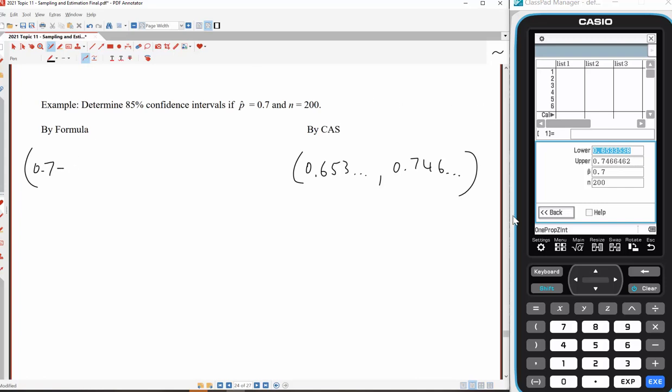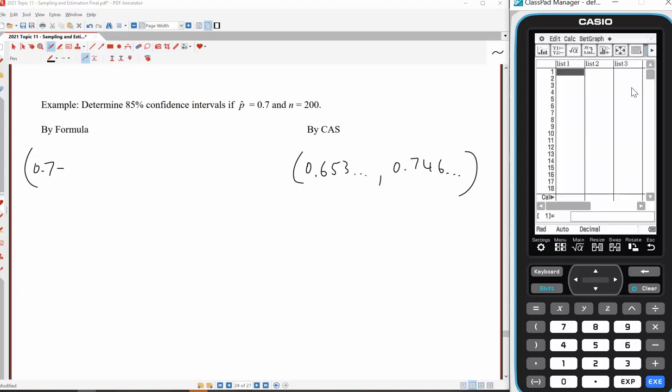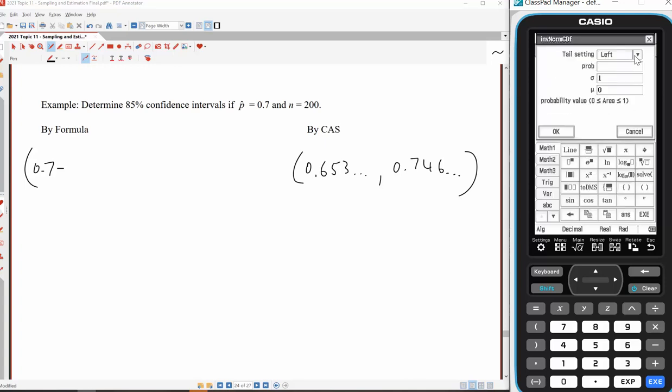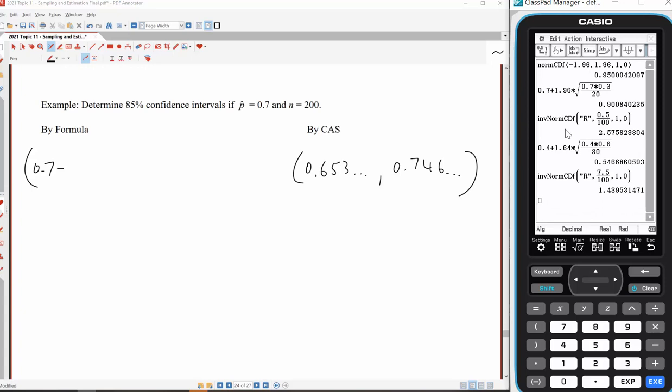Alright, what's 85? So we're going to go right tail. 85 means 15 left over. Half of 15 is 7.5. Okay, so this value here, the K or the Z, is going to be 1.43 dot dot dot times the square root of 0.7 times 0.3 all over 200. So 0.7 plus 1.43 dot dot dot times that.